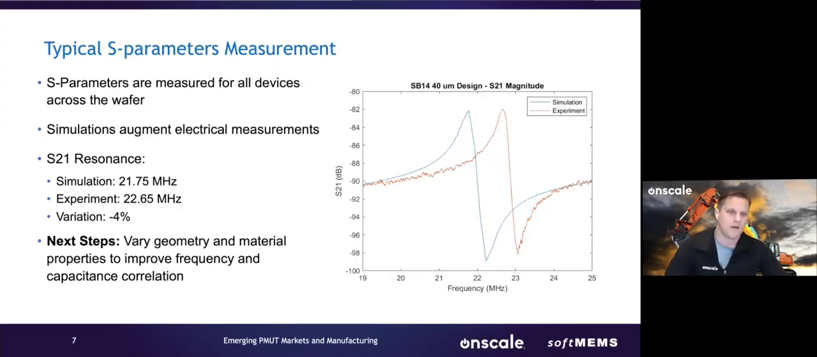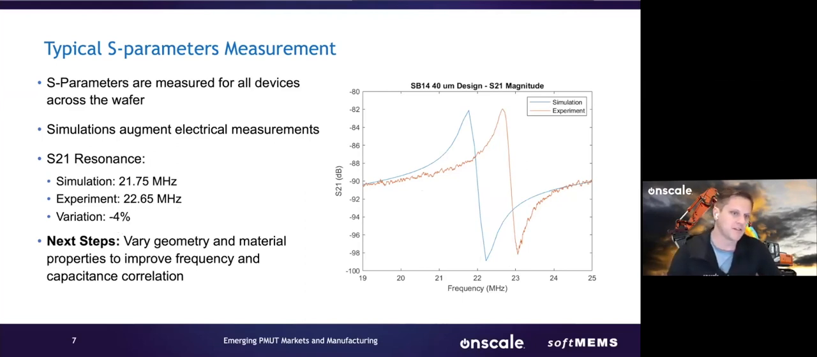Let's take a look at how we correlate physical experimentation data with simulation data. So this is just one example. We took the S parameters from a set of devices and compared them with the simulated devices. So this is a comparison of actual versus simulation. And as you can see, the simulation is giving us a pretty good correlation with experimental results. Our simulated resonance, for example, was 21.75 megahertz. The experimental resonance was 22.65 megahertz, about a 4% deviation there.